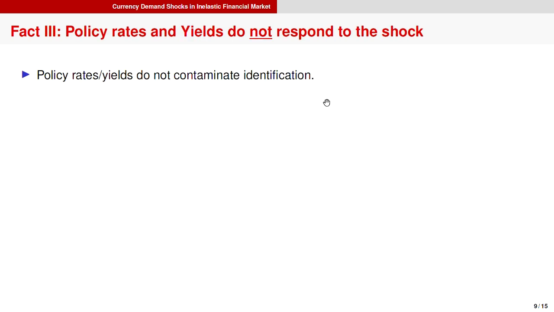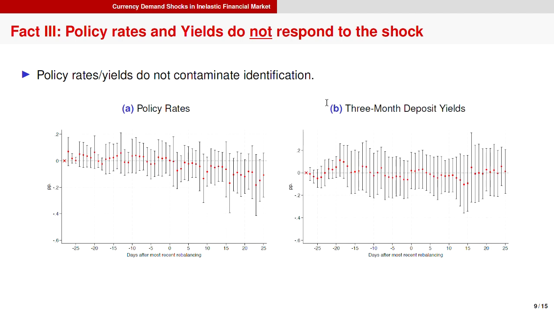One concern that could potentially invalidate my identification is: what if monetary policy rates are responding? What if central banks see this exchange rate movement and jump in and do something to offset it? If that happens, it could invalidate my identification. Well, the answer is that this is not a possibility, because we do check the policy rates, and the yields in my framework do not respond to the currency demand shock. In other words, central banks are not actively using monetary policy rates as a policy instrument to offset the exchange rate movements driven by the currency demand shock.